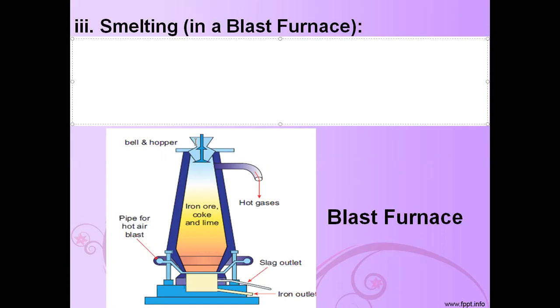So in this lower region, 1500 degrees Celsius, the coke mixed with the hot air and burns with the oxygen to form carbon dioxide.